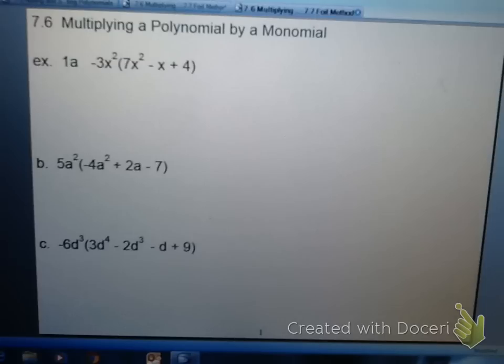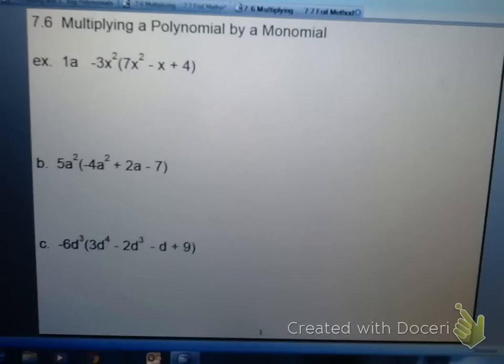Now there is one other thing I want to talk about with adding and subtracting polynomials, but I am going to have to wait until the end of this lesson, and then I will talk to you about it. So continue on with this lesson.